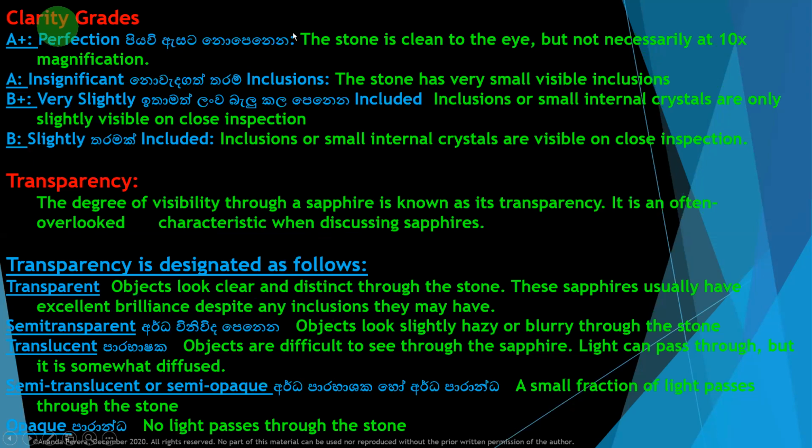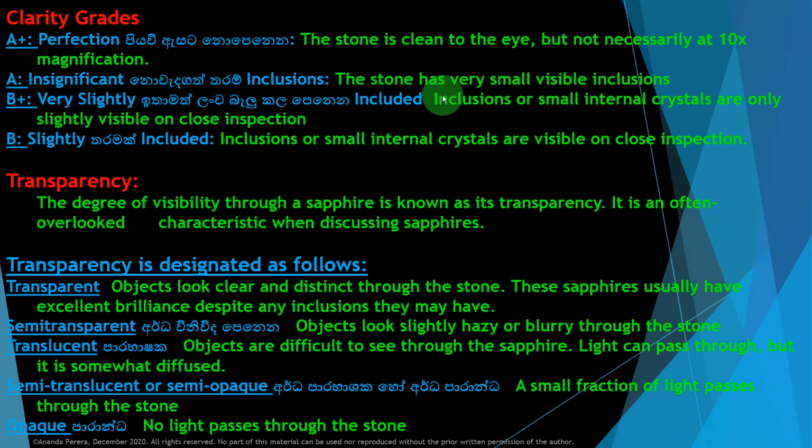Clarity grades. There are clarity grades: A plus, A, B plus, B. What is A plus? Perfection. The stone is clean to the eye. That is eye clean, but not necessarily at 10x magnification. A plus means eye clean, but with the 10x loupe, we can see the inclusions. That quality is A plus.